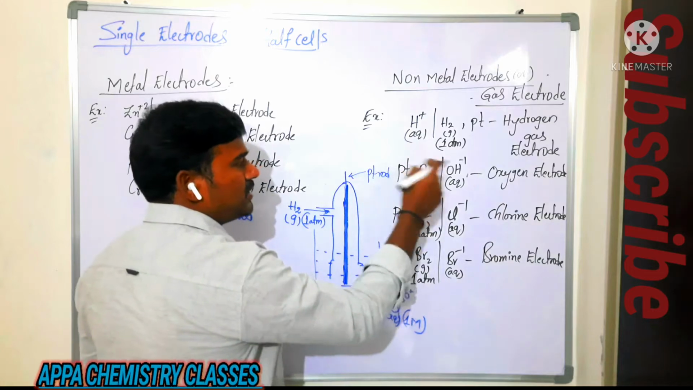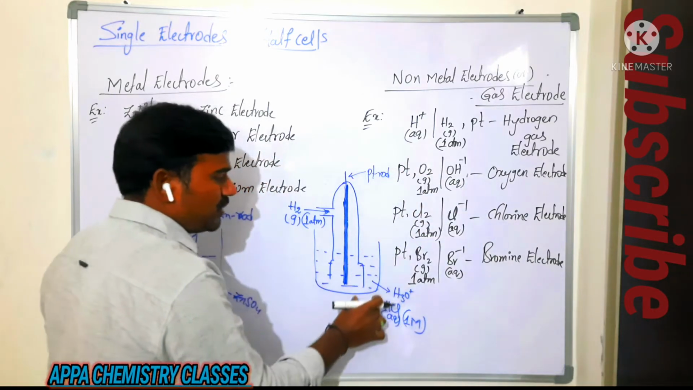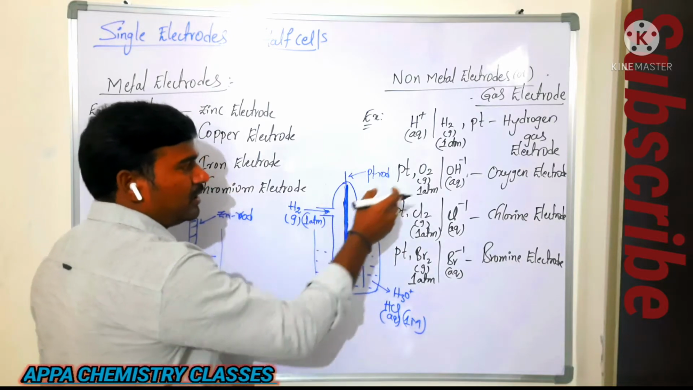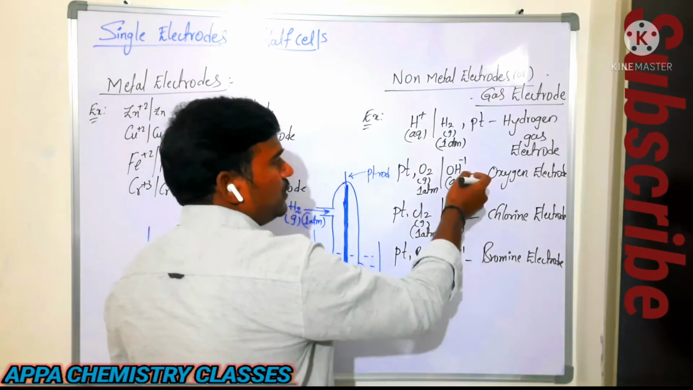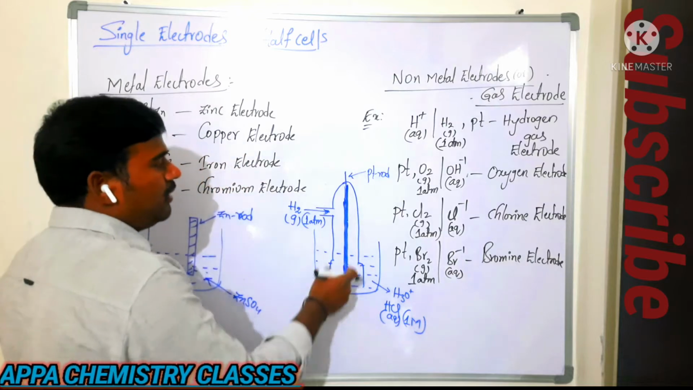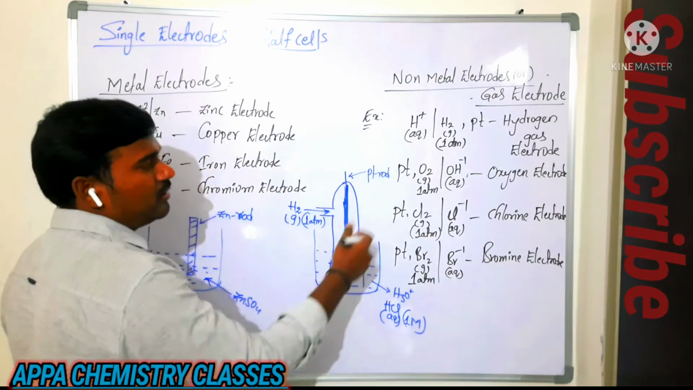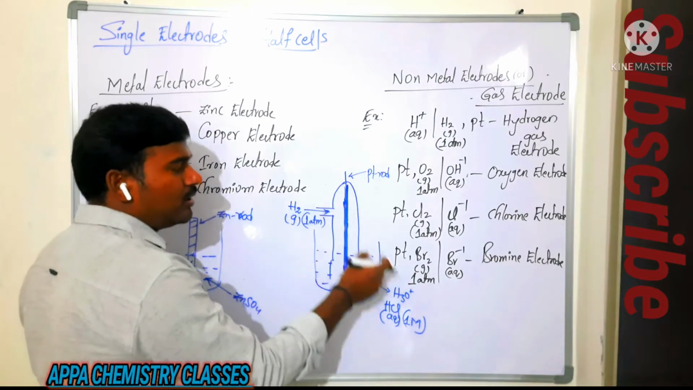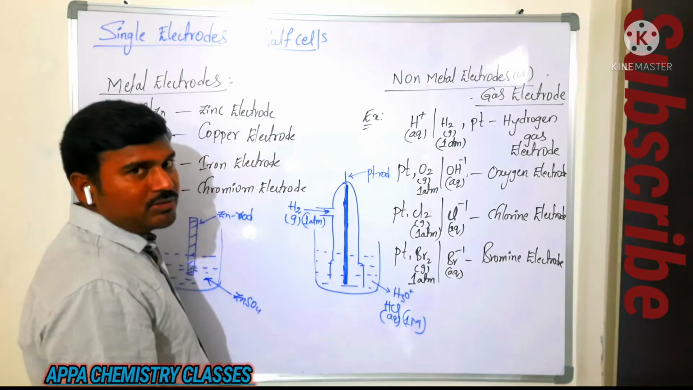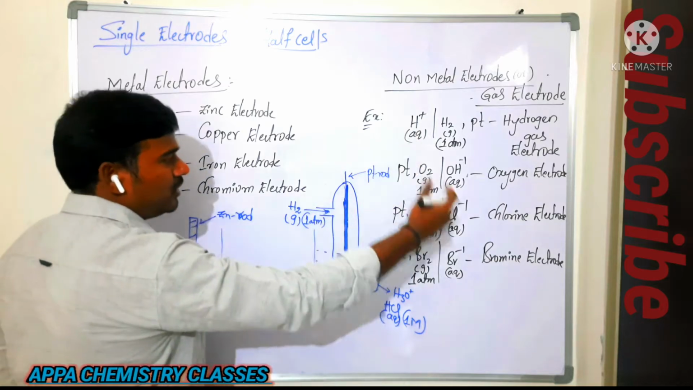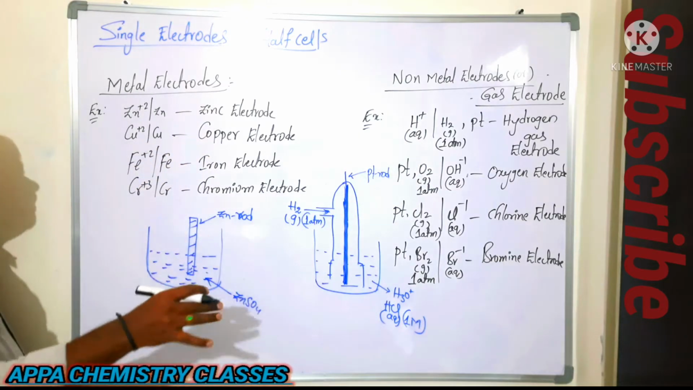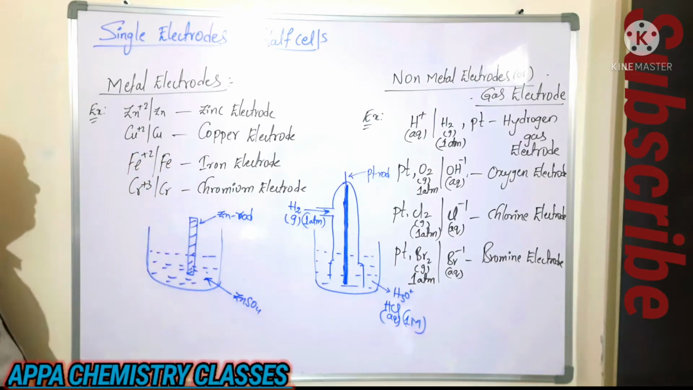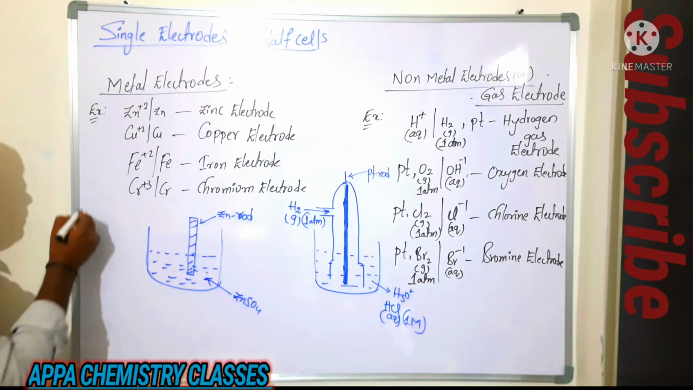If you pass oxygen gas by taking some electrolyte, hydroxide electrolyte, basic electrolyte, then we will get oxygen reduced to hydroxide ion. Now chlorine gas is bubbled in chlorine solution. Bromine gas is bubbled in bromine electrolytic solution. So that forms the what? Gaseous electrode. Is that clear? So what are metal electrodes and non-metal electrodes? You got some idea. Now we'll see electrode potential.